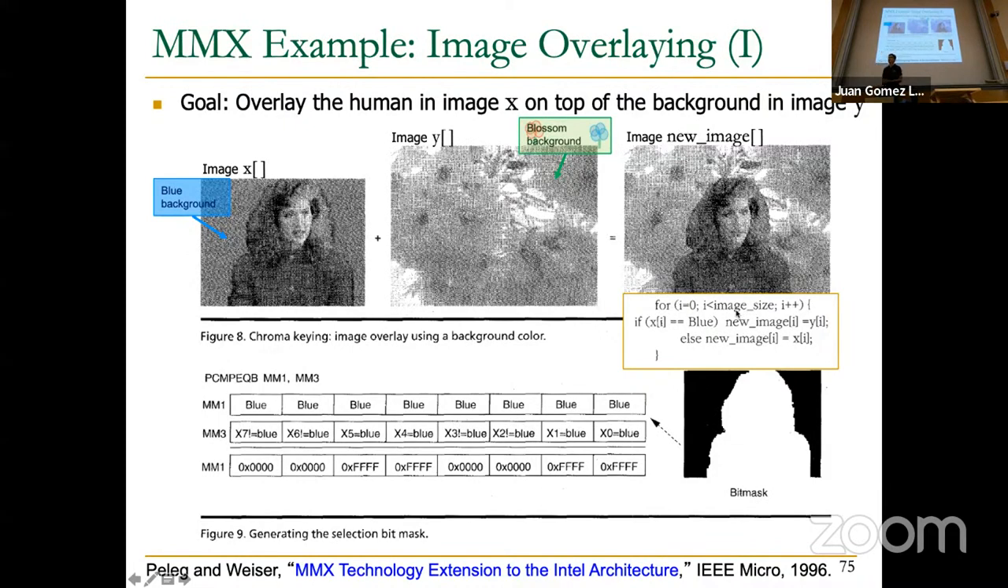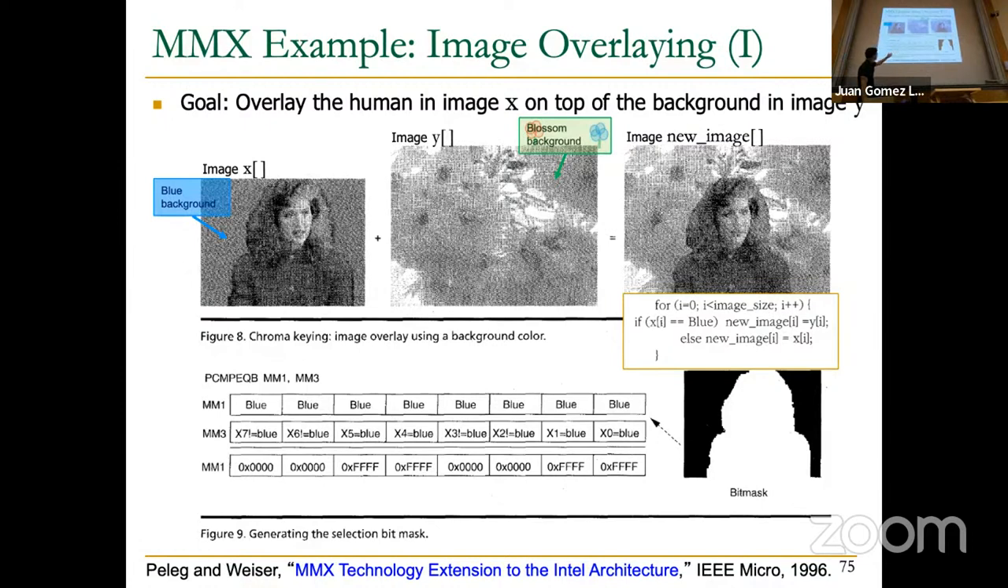We check the value of the pixel. If it's blue, we replace it with the pixel from the background. If it's not blue, then we just keep the pixel from the human, right? And we can perform all these iterations of the for loop in parallel. And if not all of them, at least as many as we can fit in my vector registers, right?